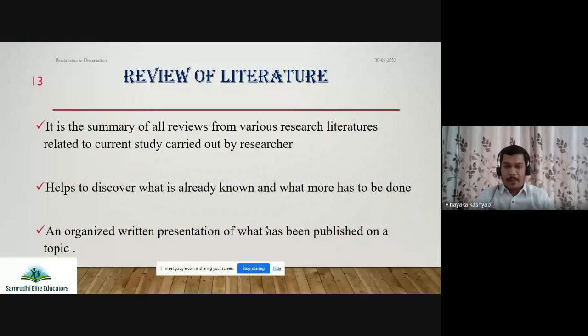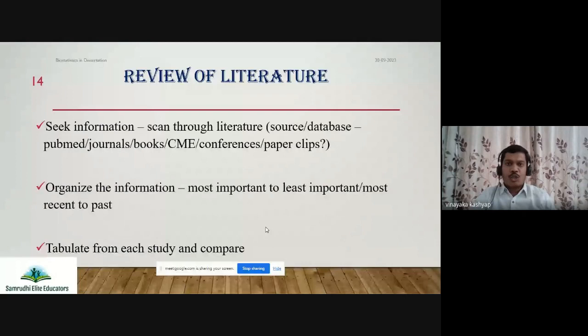You cannot compare the prevalence of diabetic foot ulcer in Karnataka to that done in the US, because there is a change in ethnicity, race, and type of occurrence, all these things. So that has to be done in such a way. What exactly is relevant in a review of literature is that you seek information. First you're going to scan through the literature; a thorough literature search has to be done. So what are the various sources where you can seek the information?